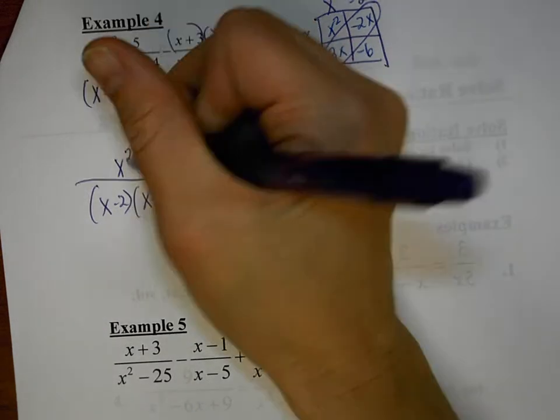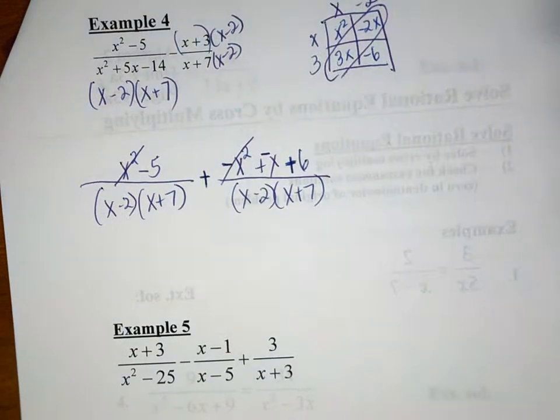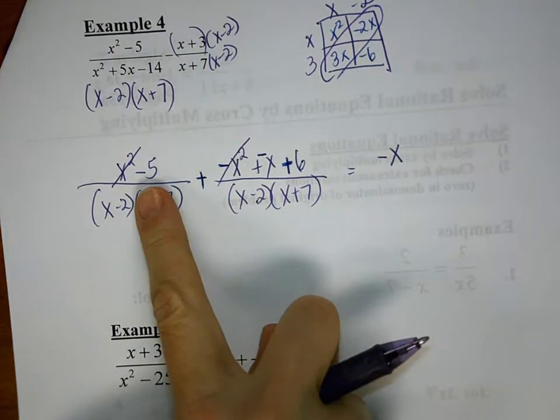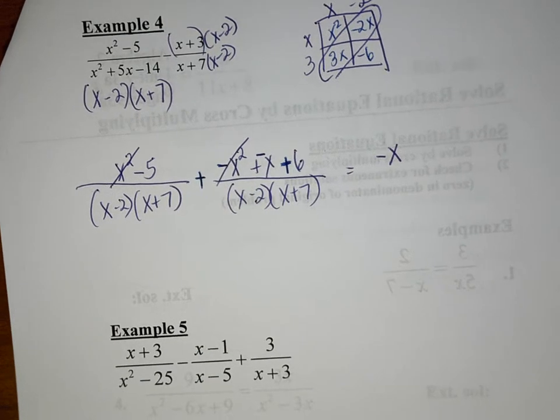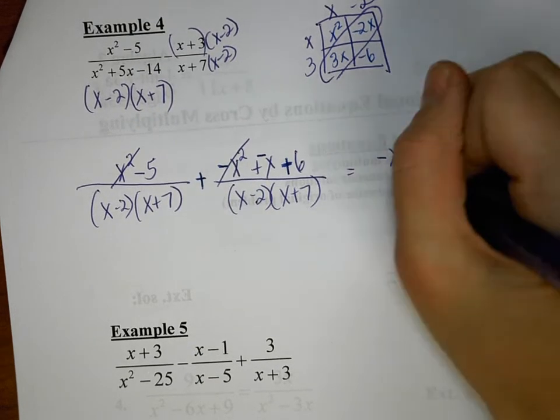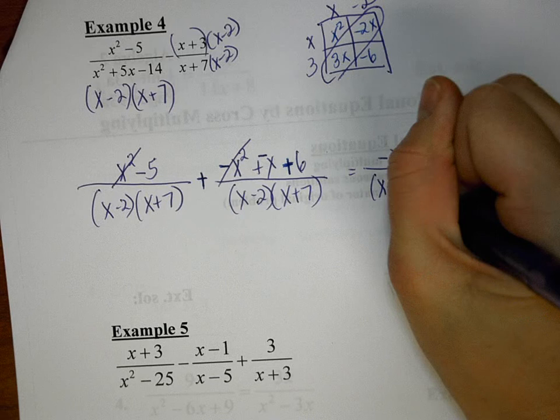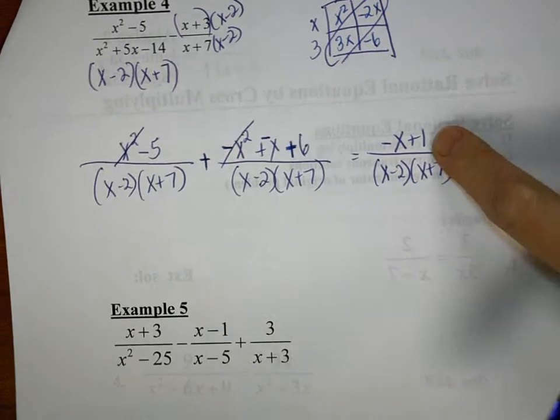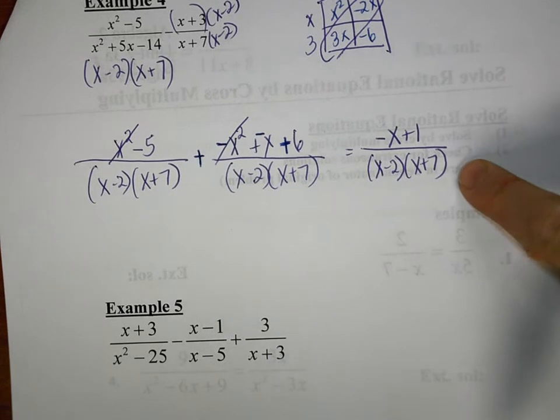So x squared and negative x squared cancel out. We have negative x, and then negative 5 and positive 6 make plus 1. And on the bottom I still have x minus 2 and x plus 7. Is there anything I can do to this to make it cancel out with anything on the bottom? No. So that's my answer.